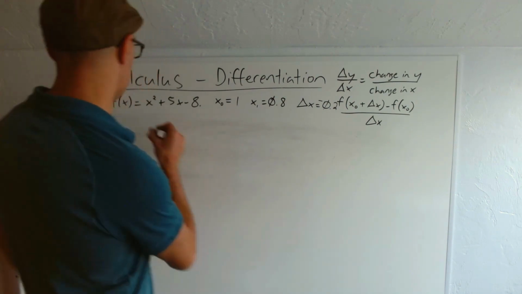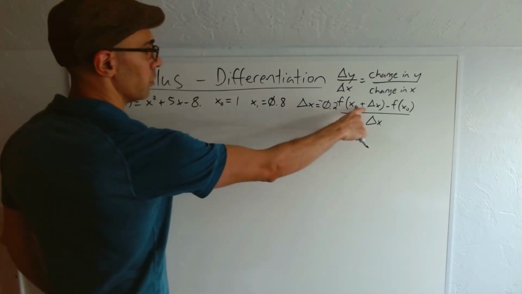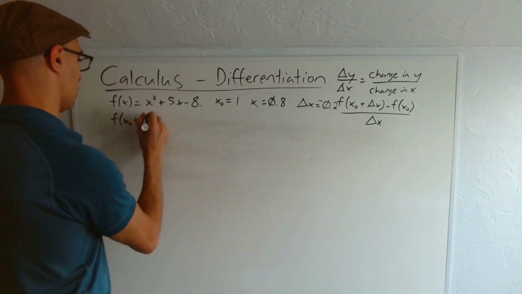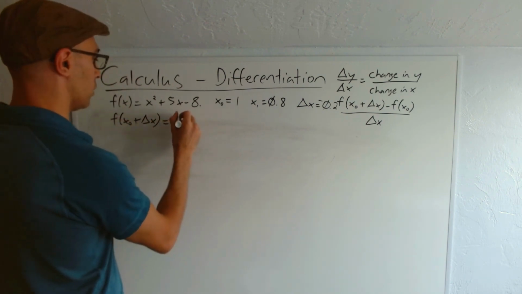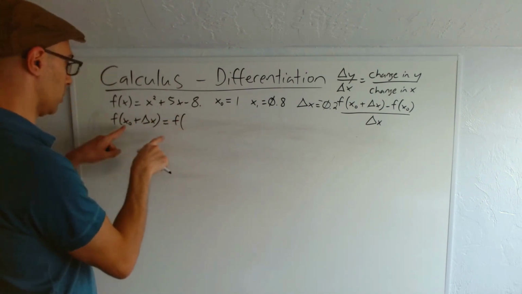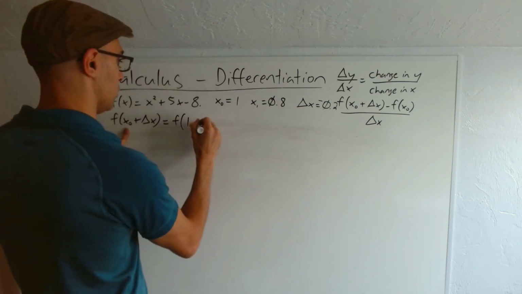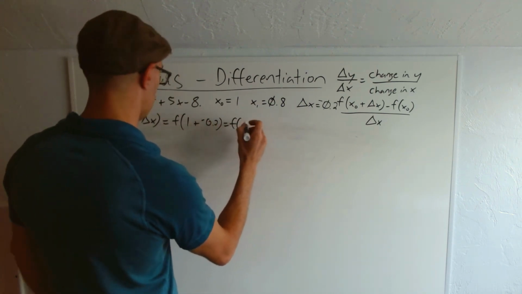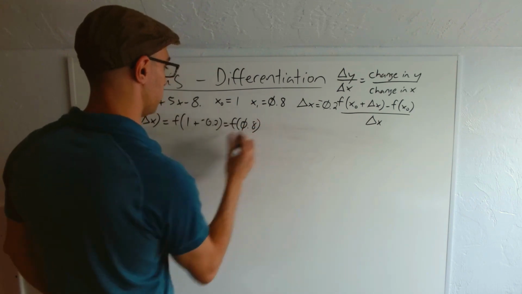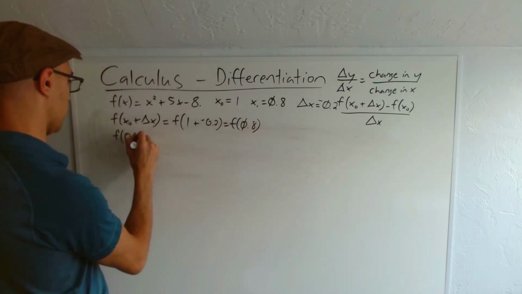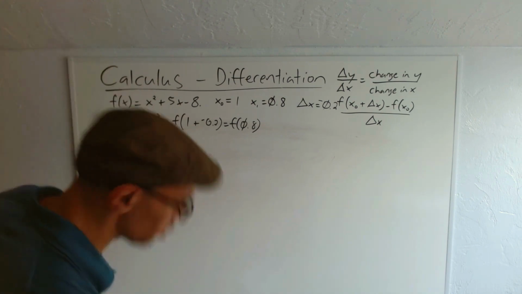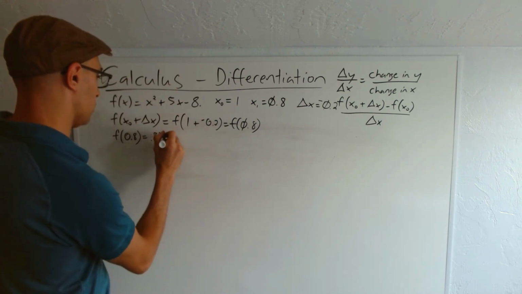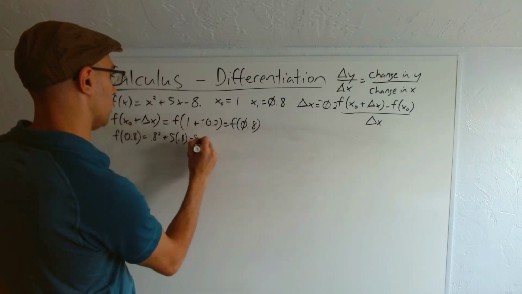Okay, so let's go ahead and figure this out. So let's do this first piece, f of x naught plus delta x. Let's find out what that's going to be. So that's going to be the function f with a value of x naught plus our delta x, which is negative 0.2. So that means we need to find f at the value of 0.8. So f at 0.8 is 0.8 squared plus 5 times 0.8 minus 8.